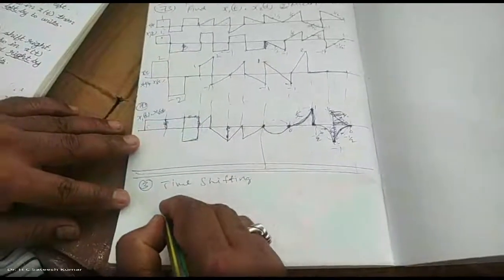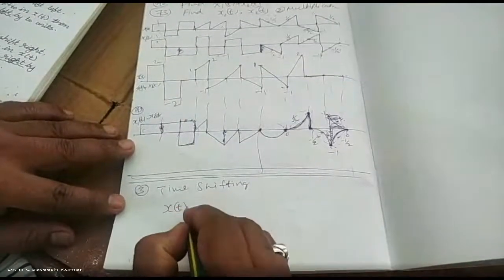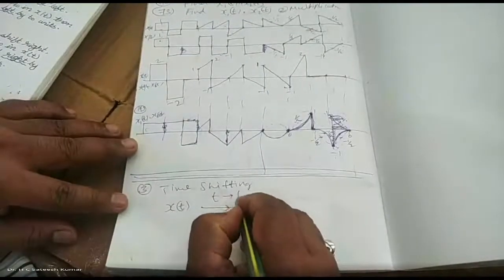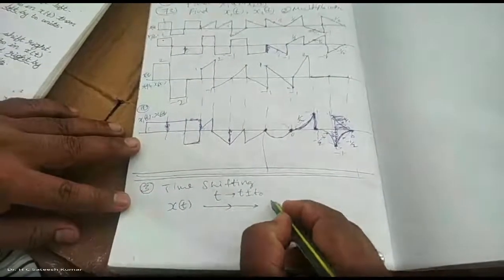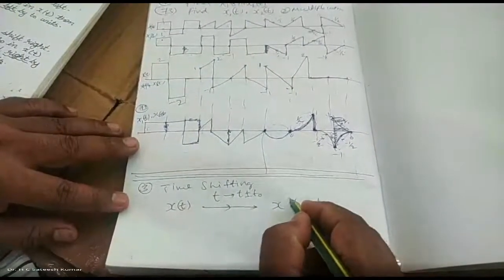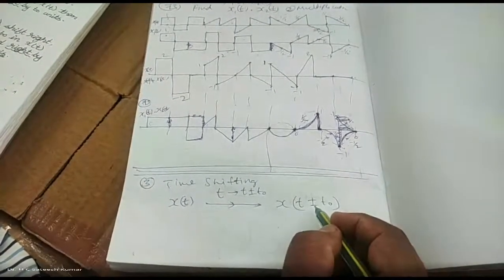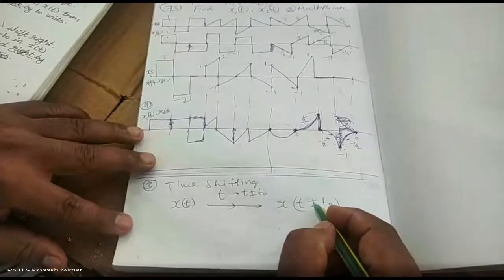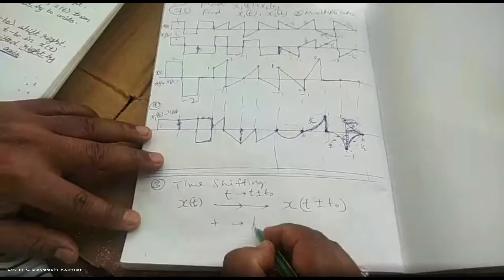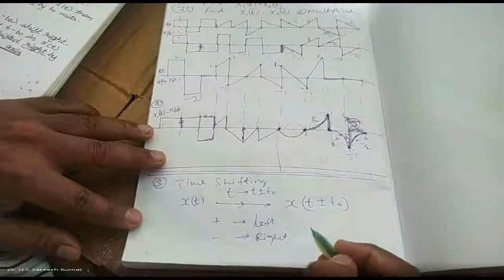The time shifting property states like this. In x of t, if you replace t by t plus or minus t naught, then the signal you are going to get is x of t plus or minus t naught. Depending upon the sign, it will be shifting either left or right. If plus is there, it will shift to the left, and if minus is there, it will shift to the right.